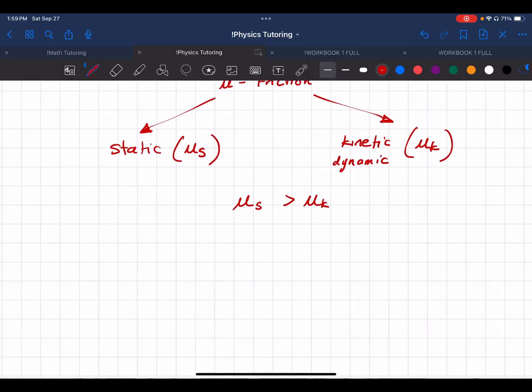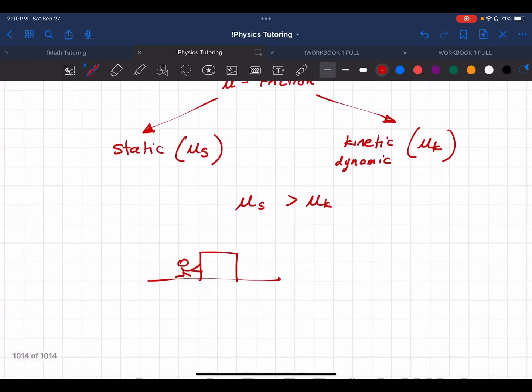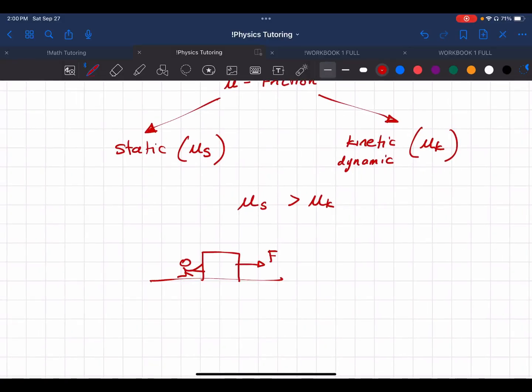So what does that mean? That means it is harder for something to start moving, right? Like, let's say I have a dude here trying to push this with a force. It's harder for you to start moving it than if it's already moving, right?